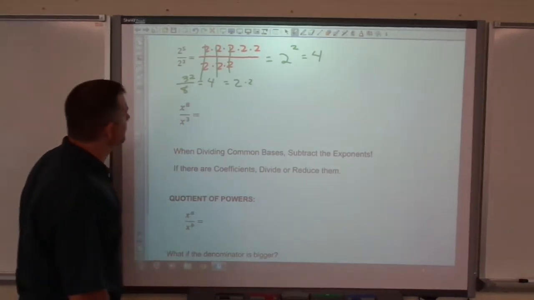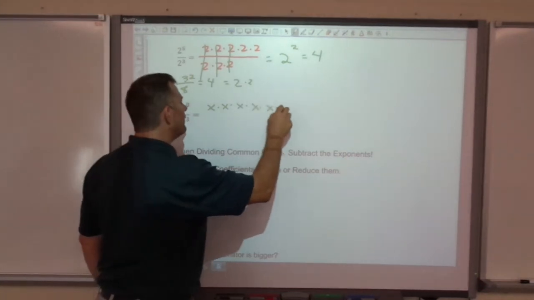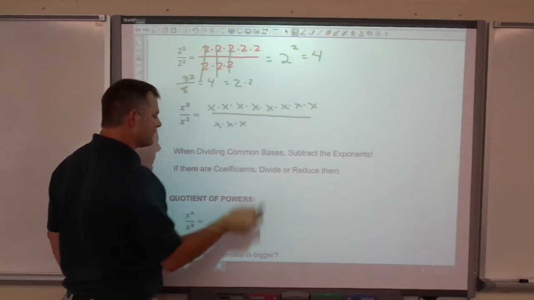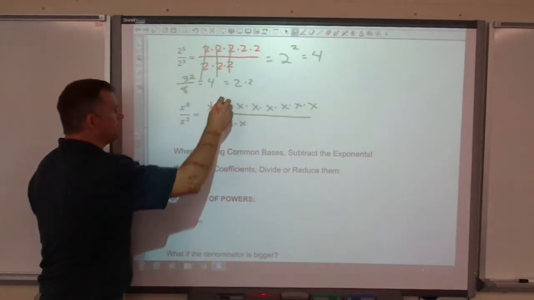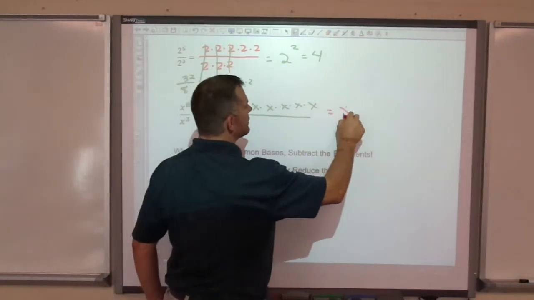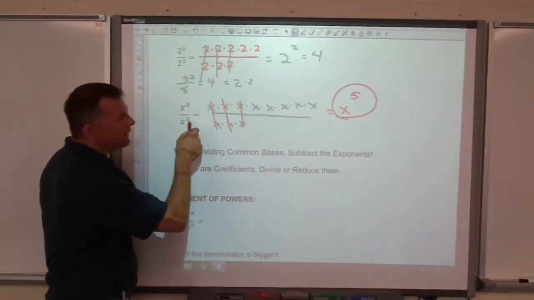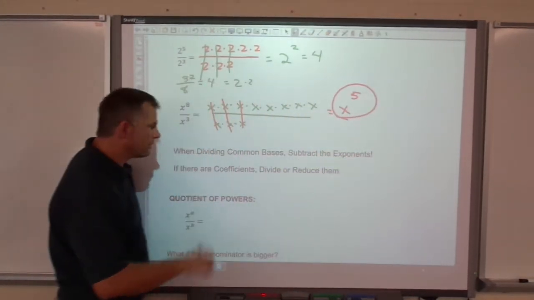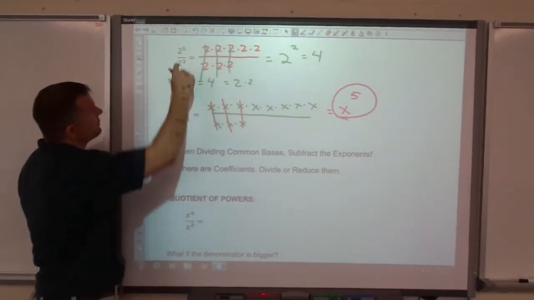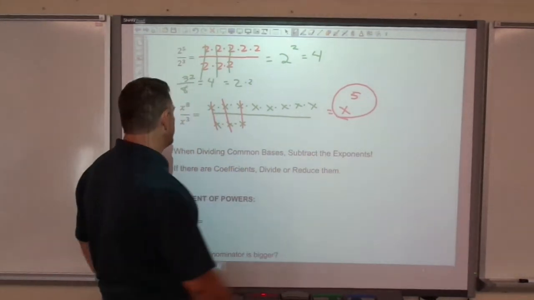Okay, what if we have x to the eighth divided by x to the third? That's 8 x's on top and 3 x's on the bottom. Cancel, cancel, cancel. What is left? 1, 2, 3, 4, 5. X to the fifth. So what do you think we do with the 8 and the 3 to get 5? Good. Subtract. When dividing common bases, these are the same, x and x, 2 and 2, the bases are the same. When dividing common bases, subtract the exponents.